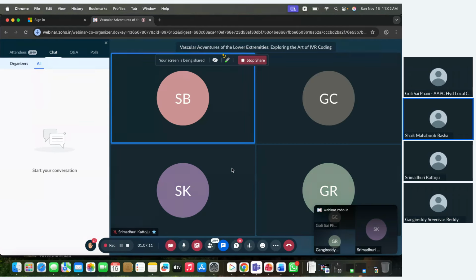Now, another question. Left side posterior tibial artery angioplasty, right side tibioperoneal trunk angioplasty. Left side posterior tibial artery angioplasty, right side tibioperoneal trunk angioplasty. Will you code both or a single code?